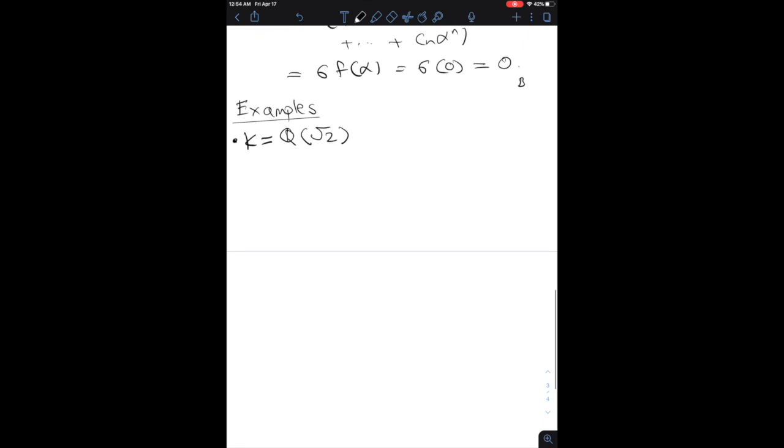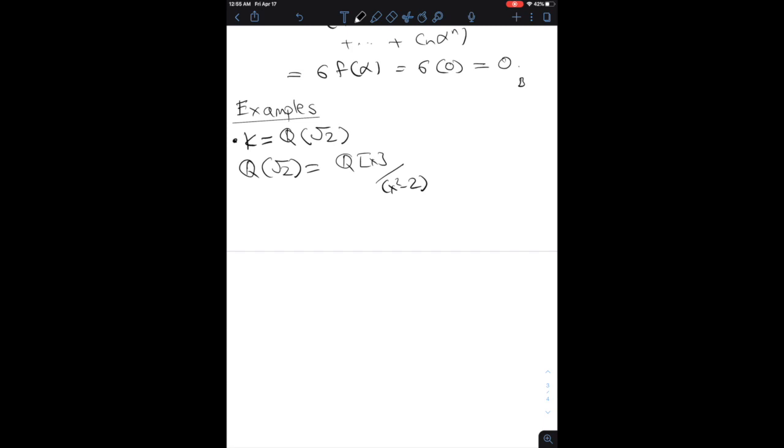So to start with, let's consider the extension of Q given by the field generated by root 2. Okay, so if you like, then Q adjoin root 2, using the results proven in previous lectures, is the same thing as Q[x].